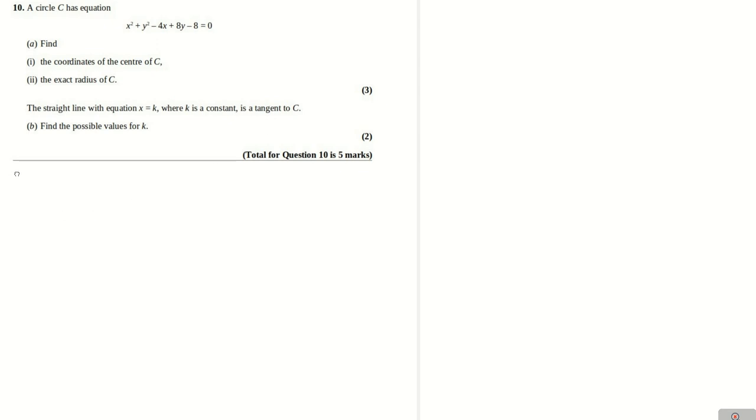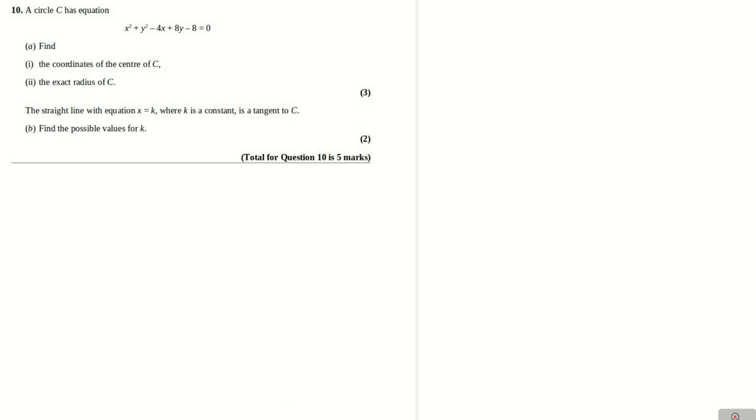Right, part A. So it's another one of these where we're going to have to rearrange the equation in order to get it into the form where we can easily say what the centre is and what the radius is.